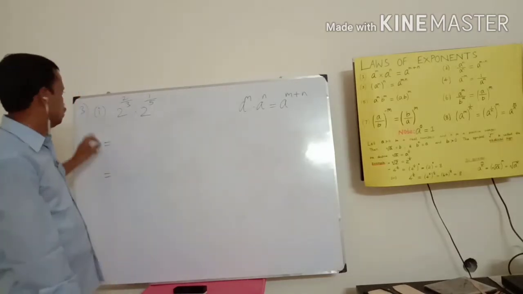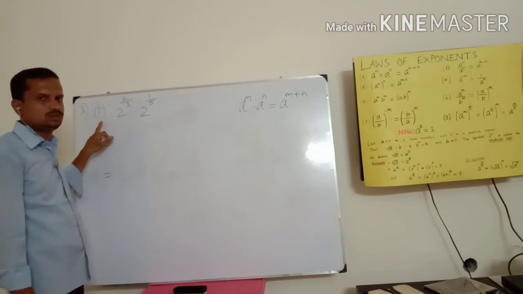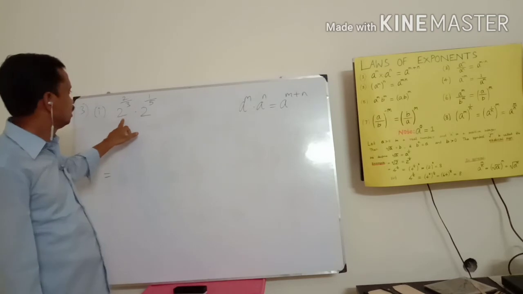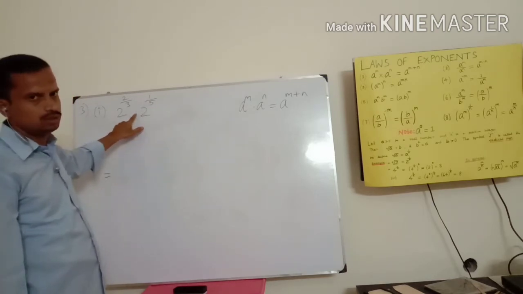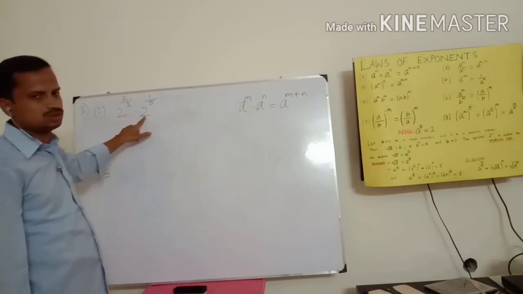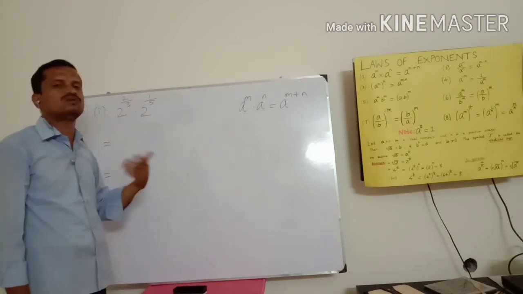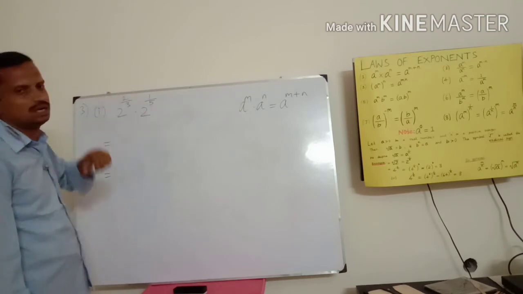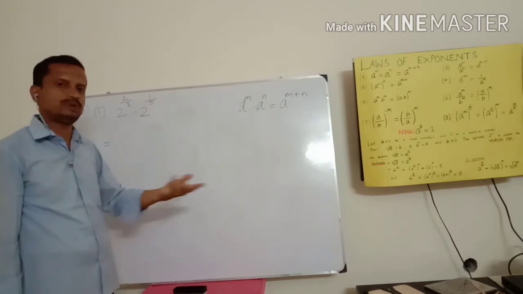And now coming to the question number 3. The first option, simplify 2 power 2 by 3 into 2 power 1 by 5. Here the into symbol they given as dot. Dot means multiply. So the bases are same base. The powers are different. Same base, different power. So what is the power here? 2 by 3. And what is the power here? 1 by 5. So same base, different exponent.